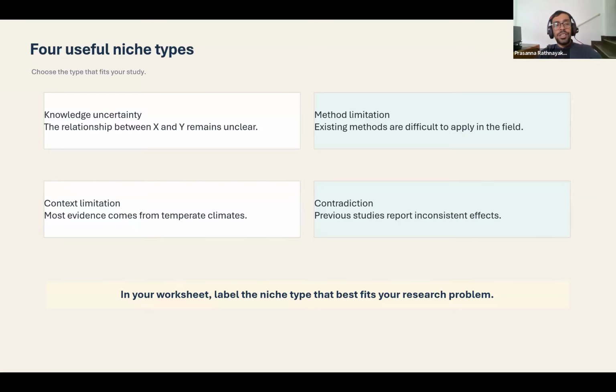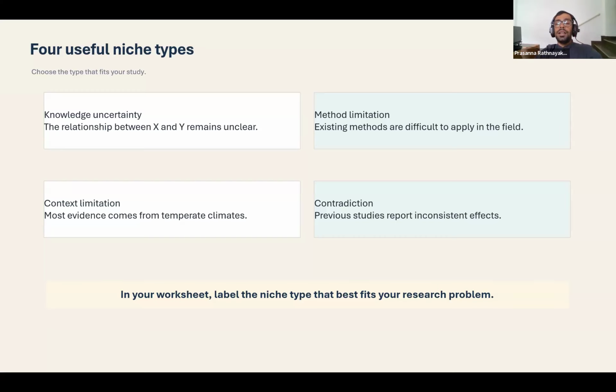Now your niche could be targeting one or many of these niche types. And the last, what is it? Contradiction. In a contradiction, what happens is previous studies do not agree.